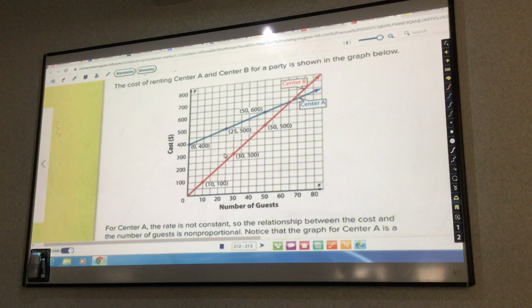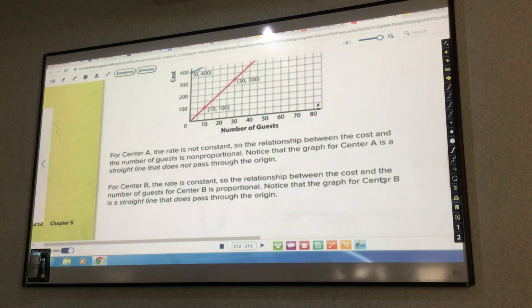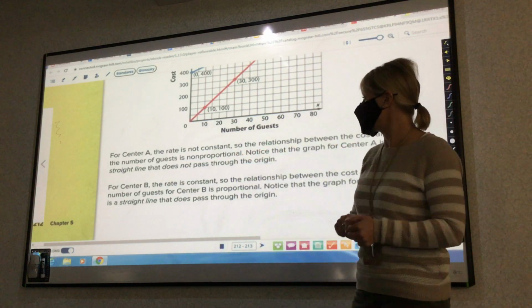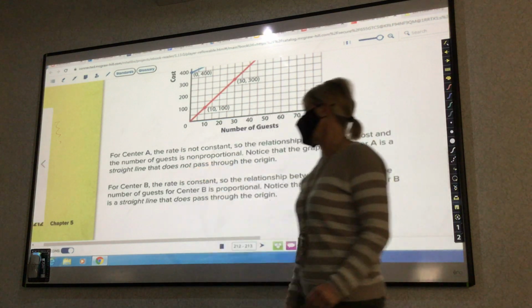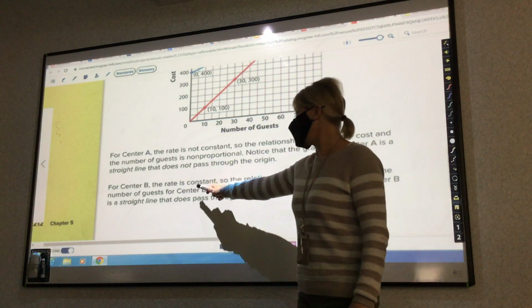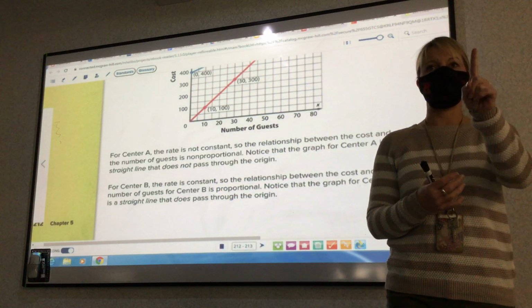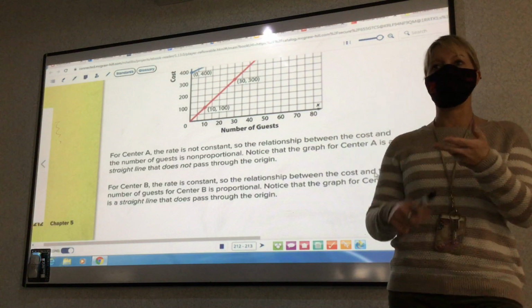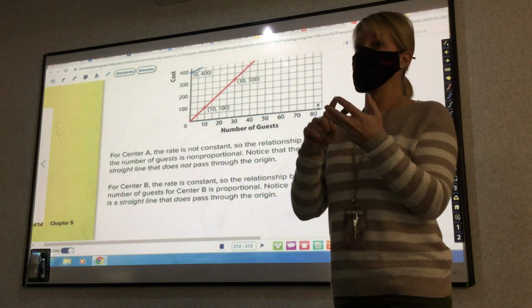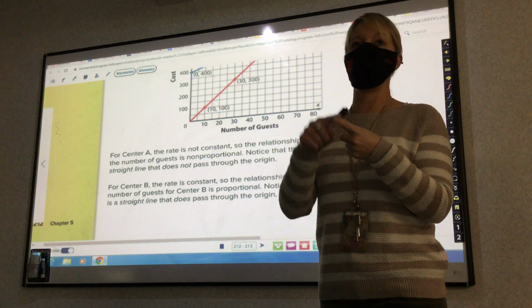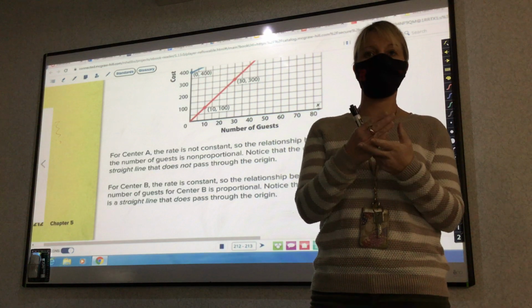So it says for center A, the rate is not constant. So the relationship between the cost and the number of guests is non-proportional. Notice that the graph for center A is a straight line that does not pass through the origin. For center B, the rate is constant. You can have a constant rate as long as you multiply. When you add, subtract, and divide, when we're dividing, remember I said it's like multiplying a fraction. So you can never do it when you're adding or subtracting to have something constant. It's always multiplying.